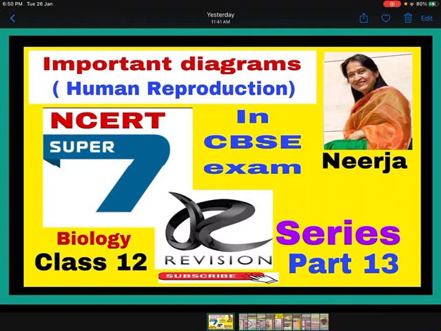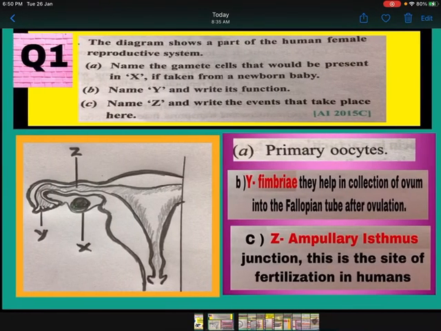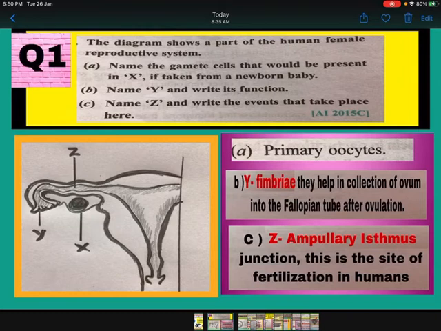Here in this video we will discuss important label diagrams from chapter Human Reproduction, and we will also discuss questions based on these diagrams. Here is question number 1. The diagram shows a part of human female reproductive system. See the diagram and read the first part A of the question very carefully. A. Name the gamete cells that would be present in X if taken from newborn baby.